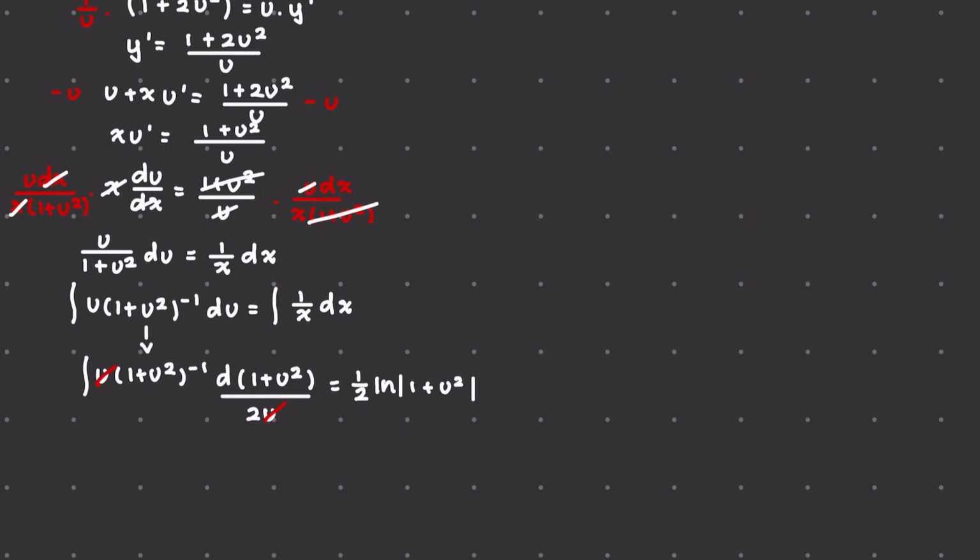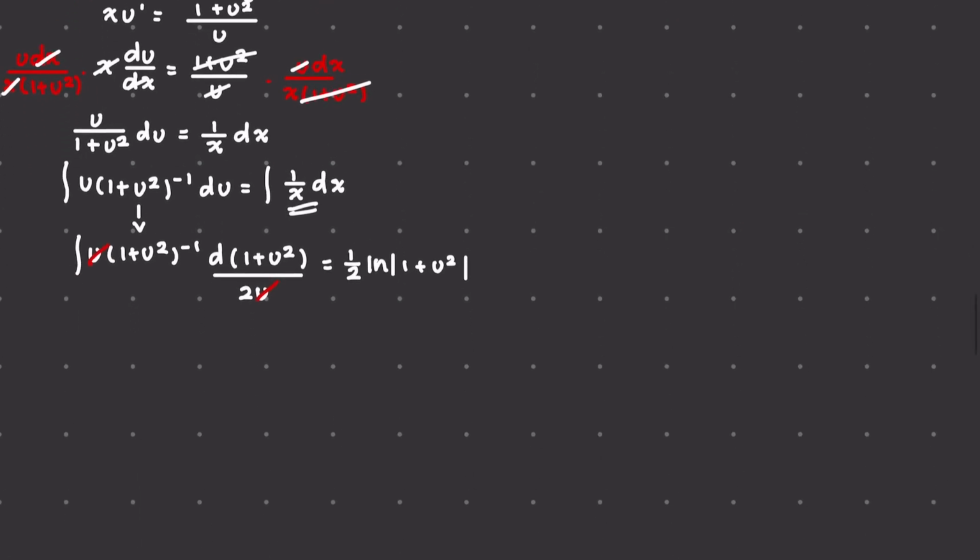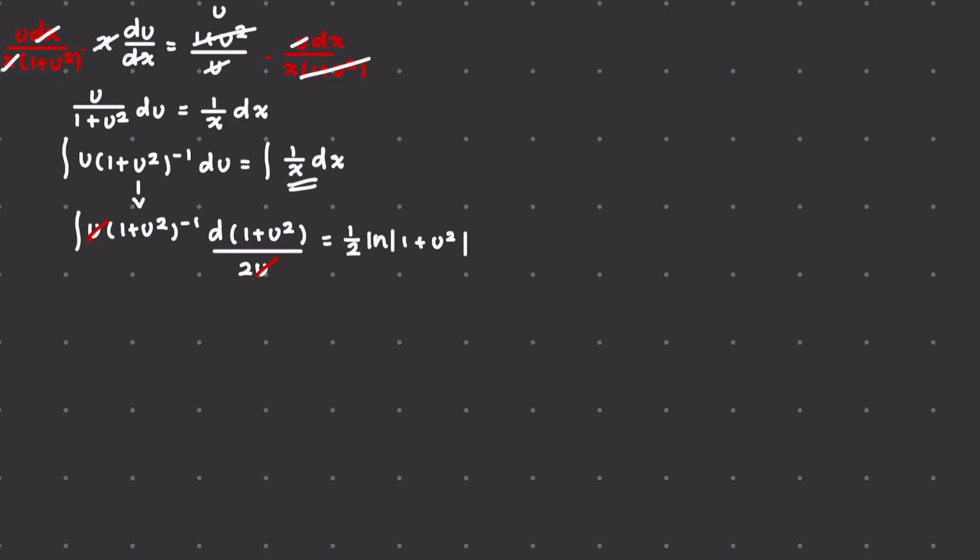And so this is for the left hand side, and our right hand side here, 1 over x dx will just be ln of x plus c. And so we would like to rewrite our 1 over 2 ln of 1 plus u squared here, becoming the ln of (1 plus u squared) to the power of 1 over 2 equals ln of x plus c. And you'll know soon enough why I change the form of 1 over 2 ln here to the ln here.